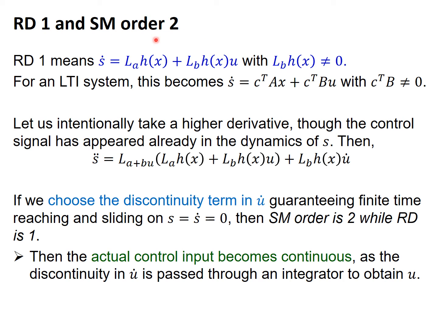But if we make the sliding mode order more than the relative degree, then it always will give you a control which is continuous in nature, because the discontinuity shifts to a higher derivative of the control action. It shifts to a higher derivative, in this case U dot. Okay.